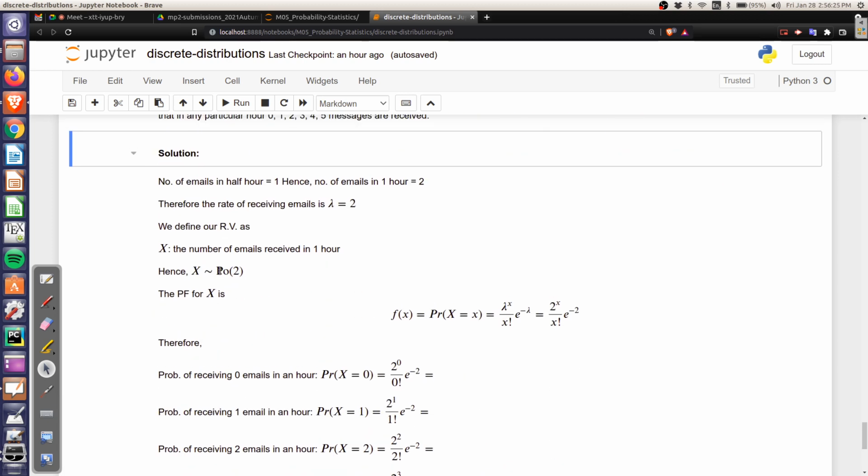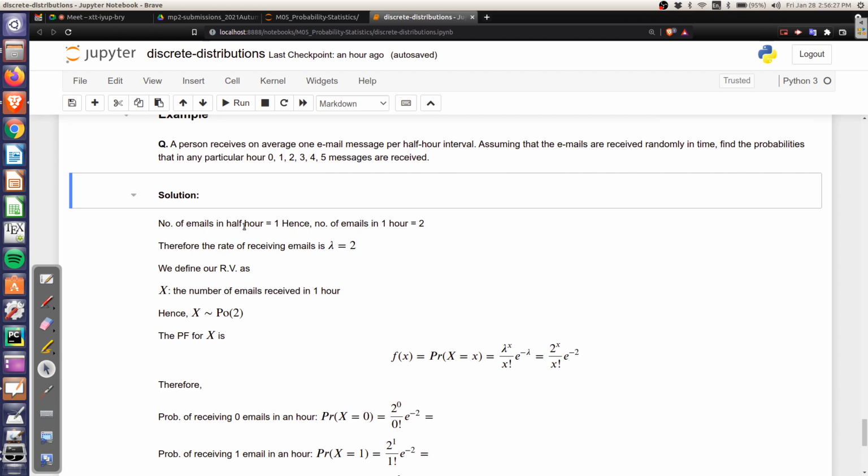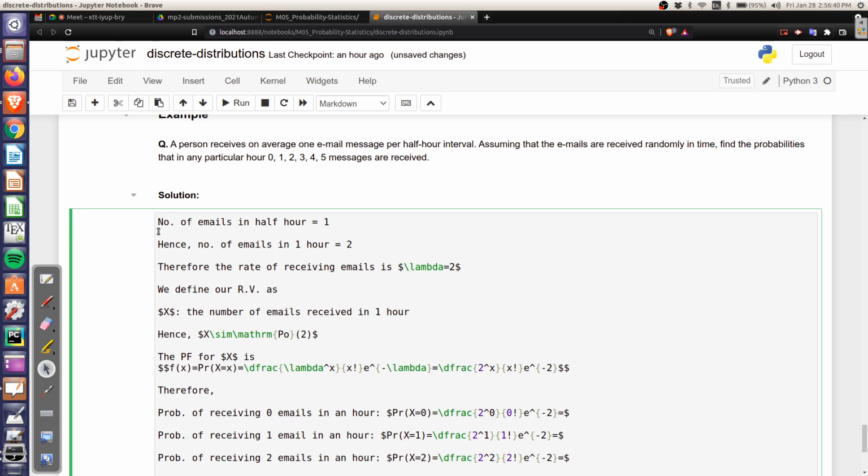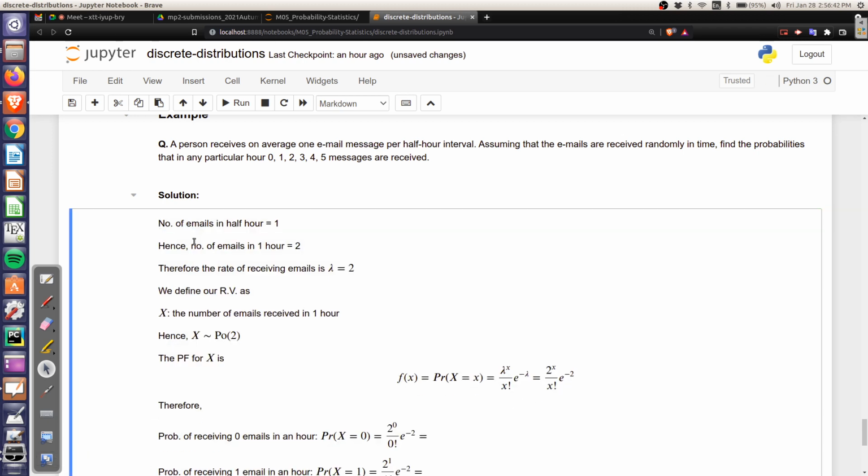Okay, so here what is given is the number of emails in half an hour. One email per half an hour. So if the number of emails received in half an hour is 1, then the total number of emails in 1 hour is 2, because in the first 30 minutes on an average you get one email, then in 60 minutes you'll get 1 plus 1, on an average 2 emails. So what is the rate of receiving emails? The rate of receiving emails is 2 emails per hour.